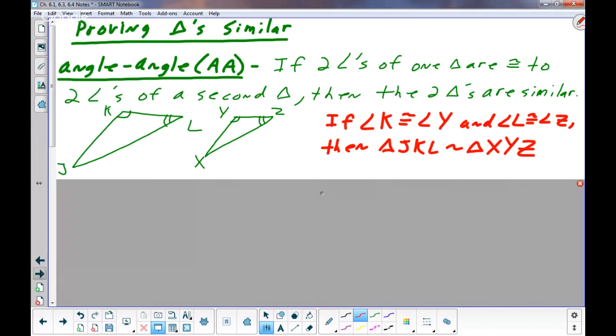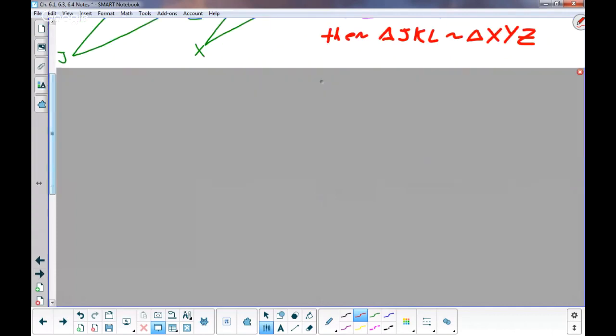But we know they are similar. So I'll give you an example here, JKL and XYZ. K and L are congruent to Y and Z respectively. And since they are congruent, then the triangles are similar. So be on the lookout. That does happen. So angle-angle, double A, does work here. We don't even need the third angles. You can prove them, but we don't need to. So that's one way of doing it.